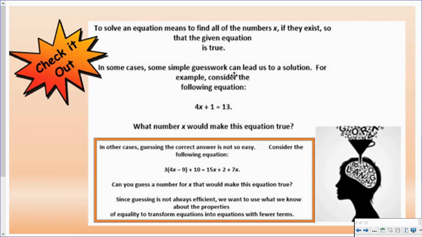So simple guesswork can lead us to a solution. For example, consider the following equation: 4x plus 1 equals 13. What number x will make this statement true? Okay, so to make that true, we would need 4 times 3. So x would equal 3, so that would be 12 plus 1 equals 13. So that's what we're going to be doing.